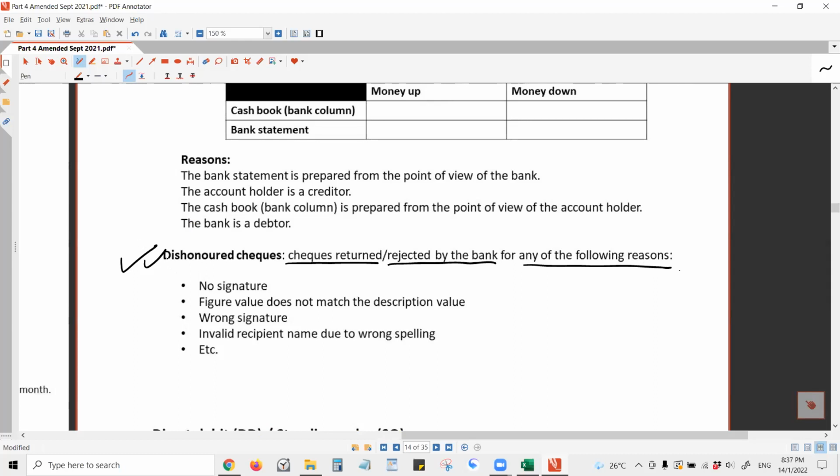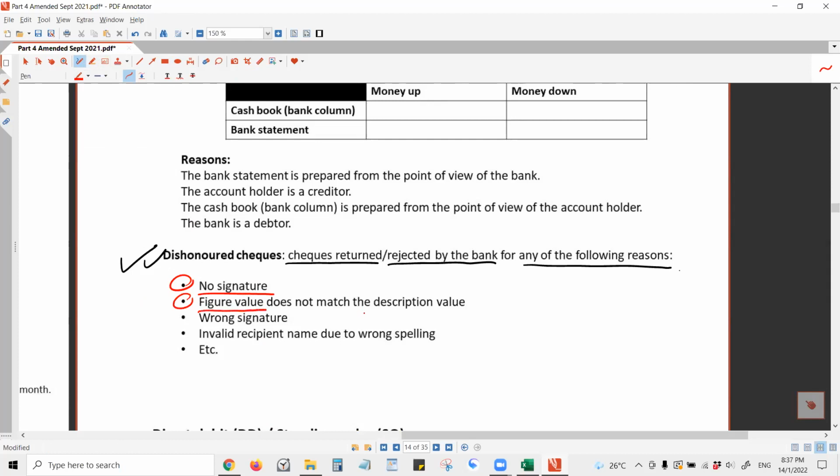So you see here are a couple of possible reasons. You have to know a few, because it has come out as a question in the exam before. They ask you why a check could be rejected. No signature? Of course, right? If there is no signature, then it doesn't work.